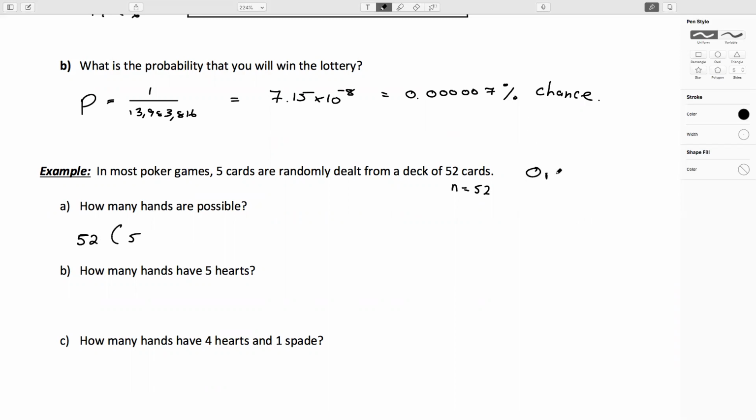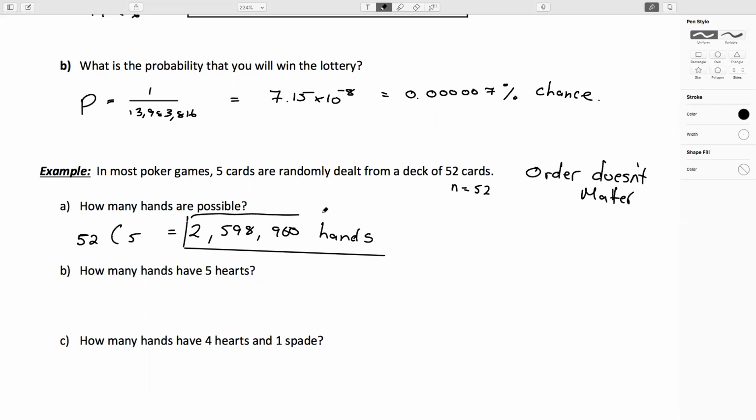I should probably write that the order doesn't matter, because you can just rearrange your cards in your own hand. 52 choose 5 is 2,598,960 possible hands. But as soon as we start applying criteria to this, you'll see that the number of hands that match the criteria are nearly 2,500,000 fewer. So how many hands have 5 hearts?